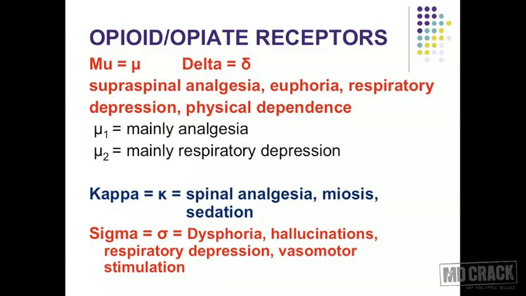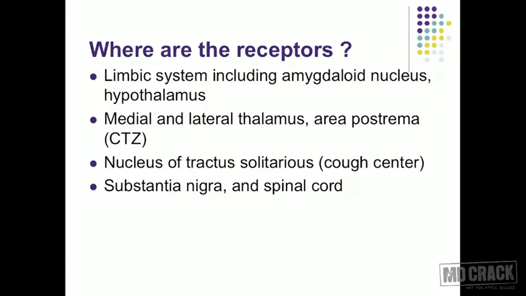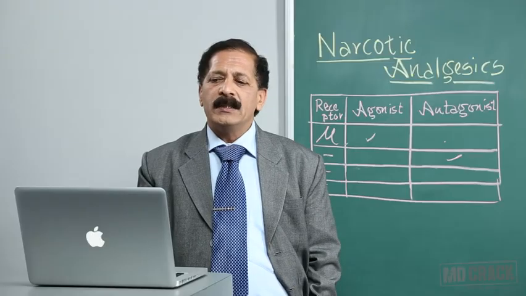So after clarifying the types and the subtypes of the receptors, you need to know where they are present. They are present in the limbic system, including the amygdala nucleus, the hypothalamus, the medial and lateral hypothalamus, the area postrema, that's chemoreceptor trigger zone, nucleus of tractus solitarius, that's your cough center, and substantia nigra and spinal cord. All these are important places in the CNS for the opioid receptors.